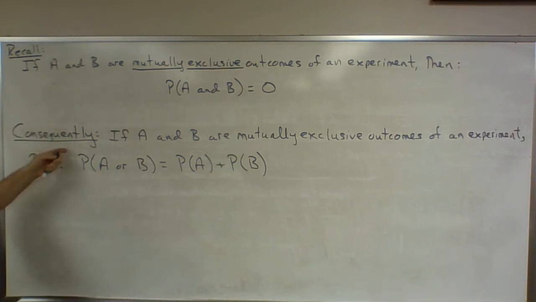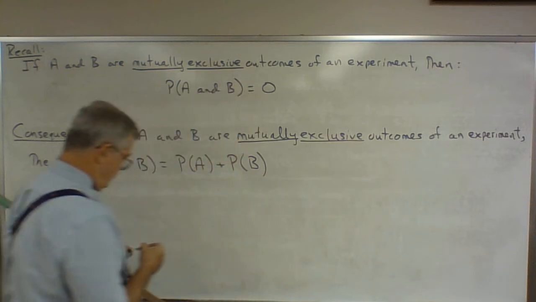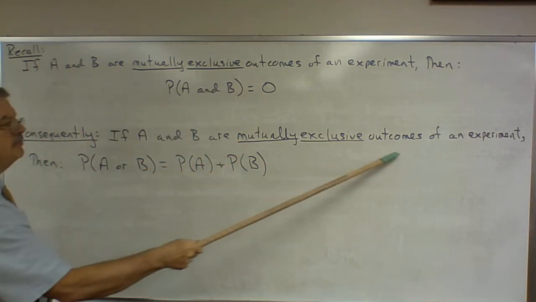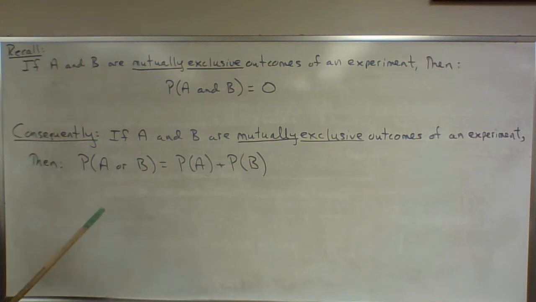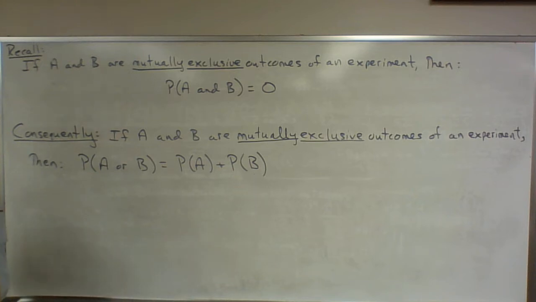And here's a consequence. If A and B are mutually exclusive outcomes of an experiment, then the probability of A or B occurring is just the probability that A occurs plus the probability that B occurs. Now, why is that?